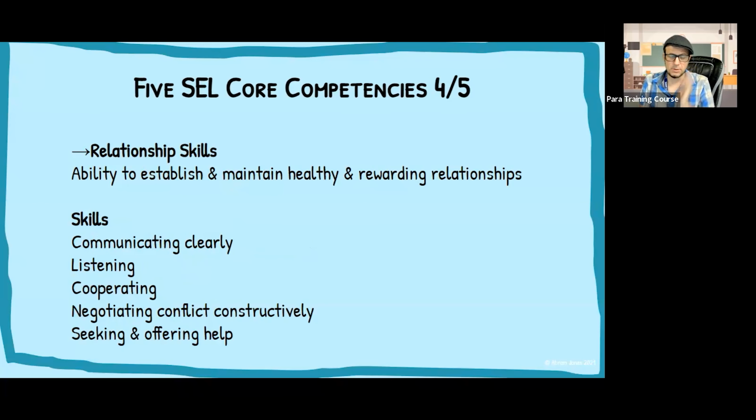Competency number 4, relationship skills. Remember, we have talked about the challenges that some children face in developing and maintaining satisfactory relationships. Relationship skills include the ability to establish and maintain healthy and rewarding relationships. Some relationship skills include communicating clearly. I think all of us can identify with this. In a marriage, for instance, it's crucial to communicate clearly, to be able to listen, cooperating, negotiating conflict constructively. Boy, that's a challenge for some grown-ups. Guilty. And seeking and offering help.